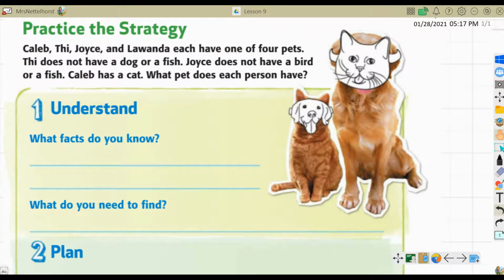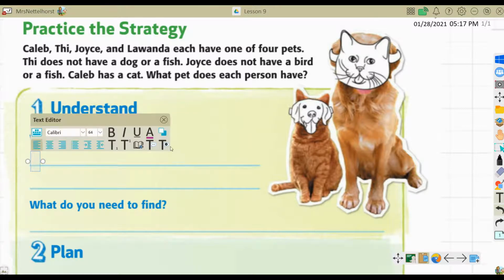Caleb, Ty, Joyce, and Lawanda each have one of 4 pets. Ty does not have a dog or a fish. Joyce does not have a bird or a fish. Caleb has a cat. What pet does each person have? So what facts do we know? So I'm going to type it here. Hopefully I'm more successful this time than the last time.